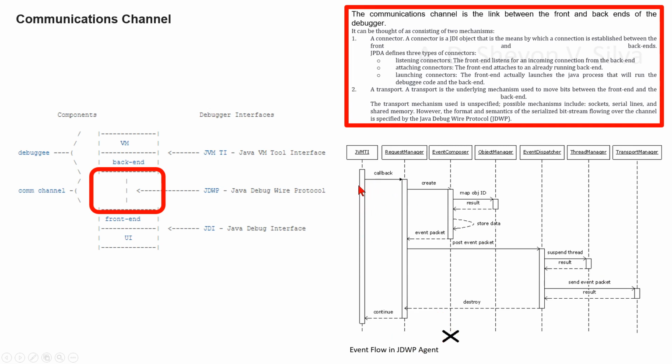1. The JVM TI callback forwards the raised event to the request manager, which actually contains the appropriate event handler. 2. The event handler creates an event composer object around the event packet and fills it with the corresponding data using the object manager. Several events for different event requests can be grouped into the event packet if required.